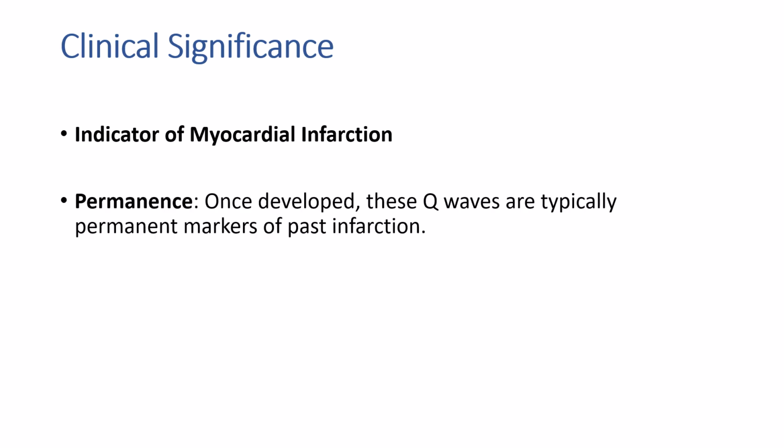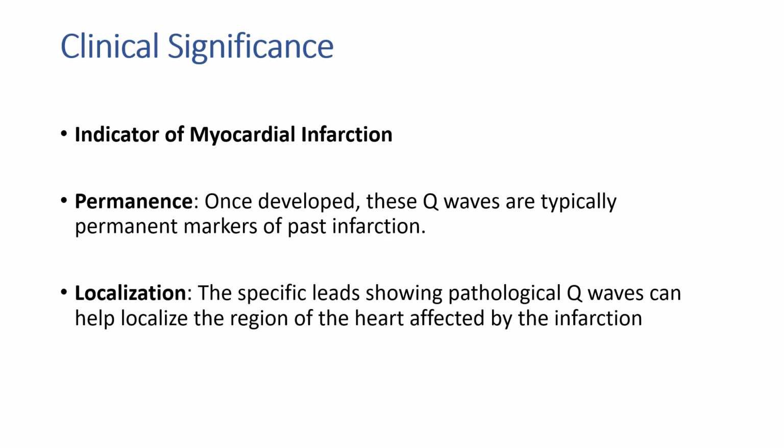What is the clinical significance of pathological Q wave? It's an indicator of myocardial infarction, and once it has occurred, it is developed. They are typically permanent markers of past infarction, and moreover, it can help to localize the region of the heart affected by the infarction.